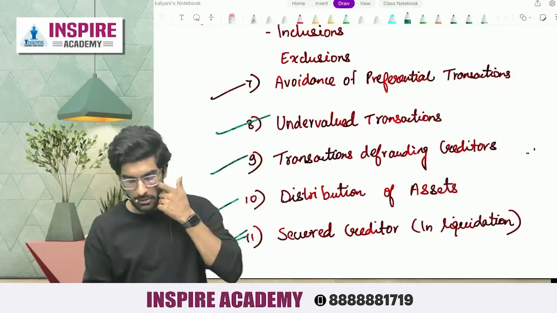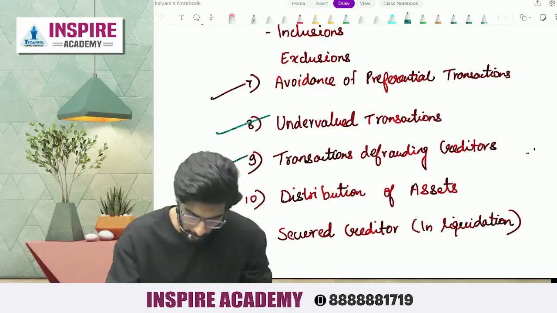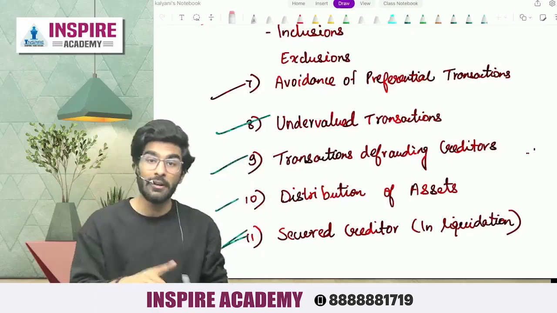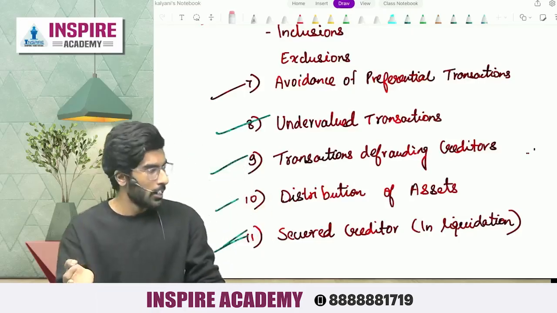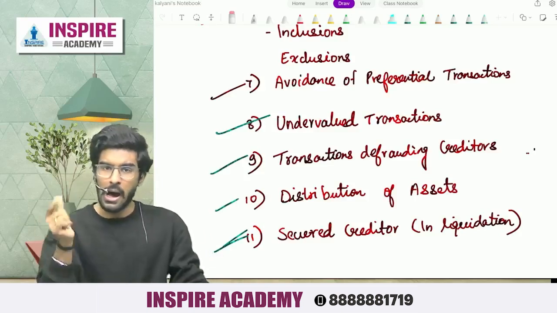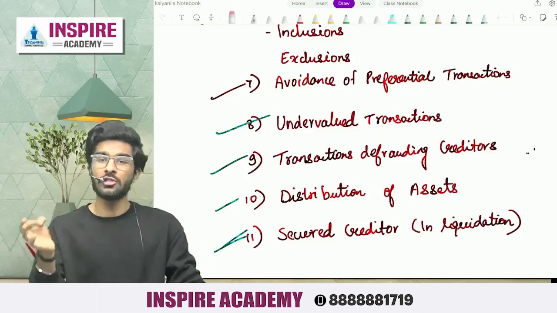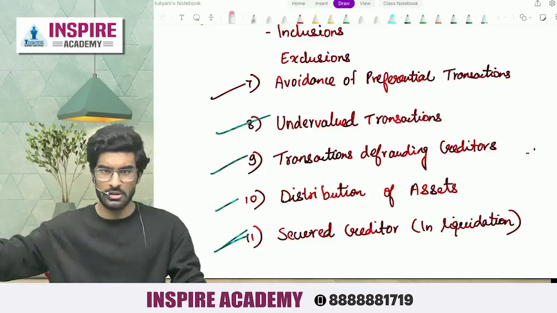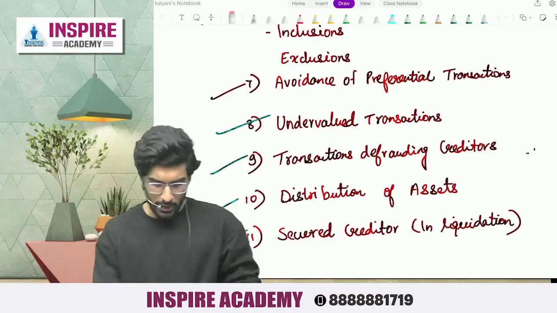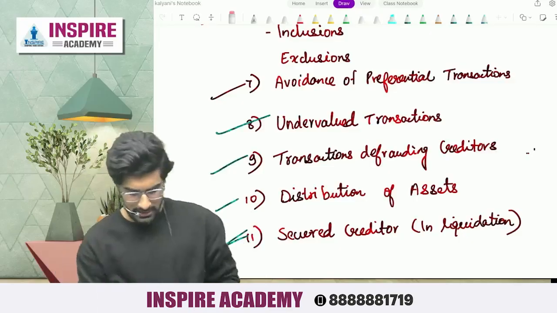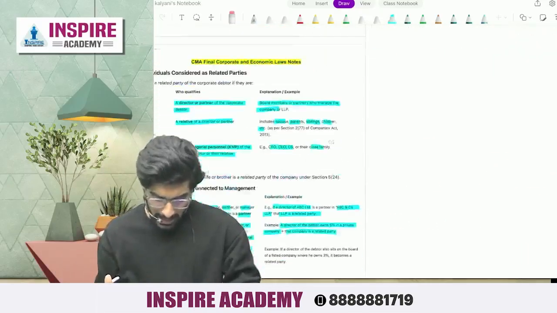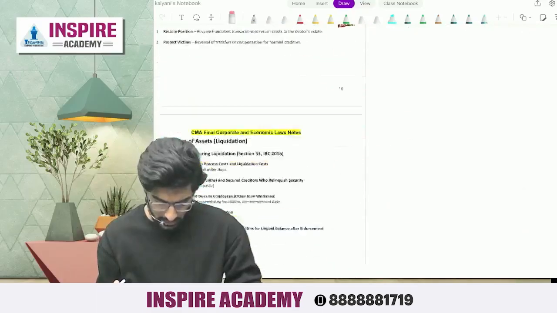Perfect. So four topics are remaining, and then we are going to revise the entire chapter in just half an hour. After that, we will be solving past year's question papers. After that, we will be solving the expected questions. Okay, perfect. Chalo people, chalo. Let's get started. Now we are going to study undervalued transaction.